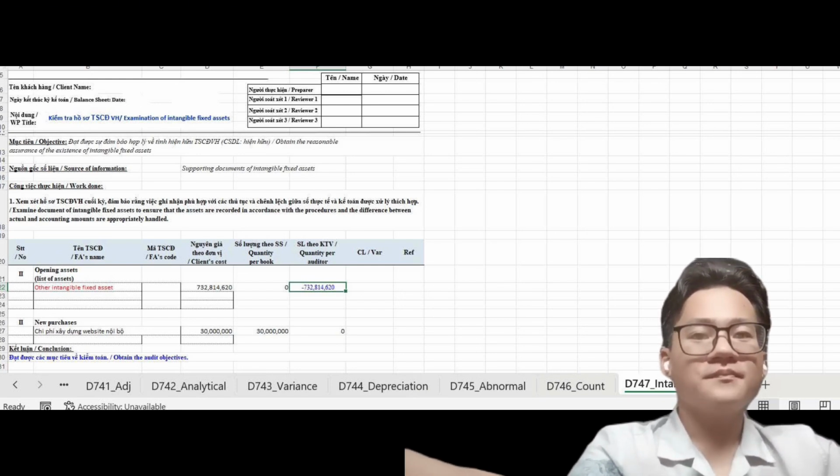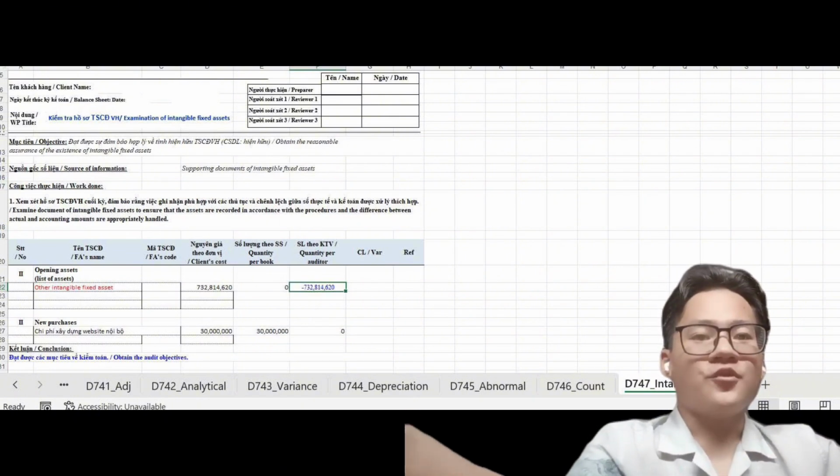To wrap up, sheet D746 and sheet D747 are essential for checking fixed assets. D746 gives us confidence in tangible assets, while D747 shows an area to improve with intangibles.